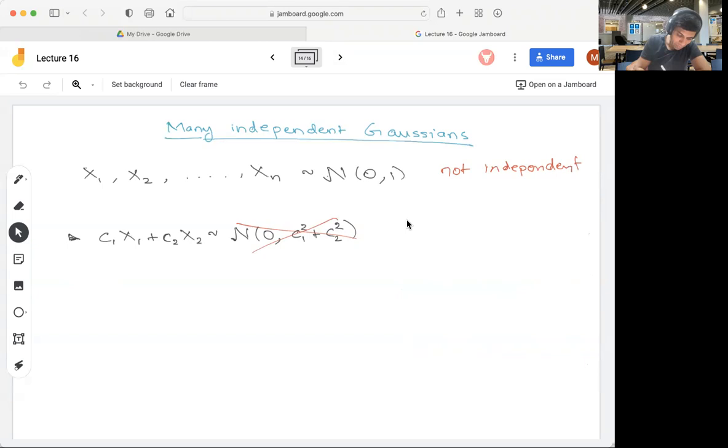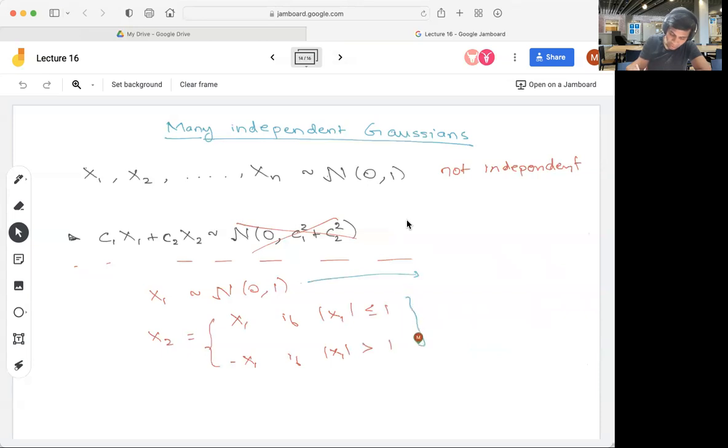So here's an example. Okay, let's say x1 is a standard Gaussian random variable, and let's say x2 is equal to x1 if the absolute value of x1 is less than or equal to 1, and it's equal to negative x1 if the absolute value of x1 is greater than 1. You can check that the density function for x1, of course, is a standard Gaussian, we just said. You can check that x2 is also a standard Gaussian. They're not independent. x1, x2 are not independent.